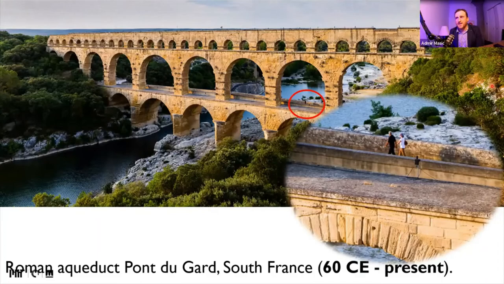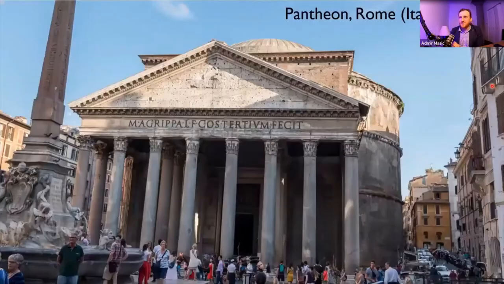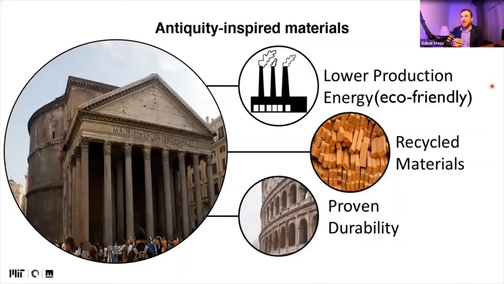And then we have materials. The best example is the Pantheon for Roman technology. This building is entirely made out of concrete. It lasts for 2,000 years, and that's something that we have been working on in my lab, trying to understand the durability of ancient Roman concrete. And indeed, ancient Roman concrete is an incredible material. Not only does it have a proven durability, it often uses recycled materials.